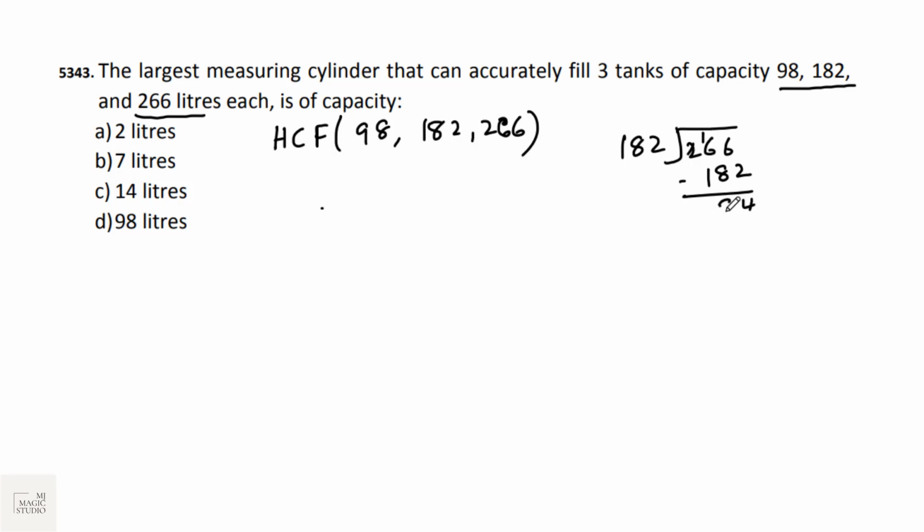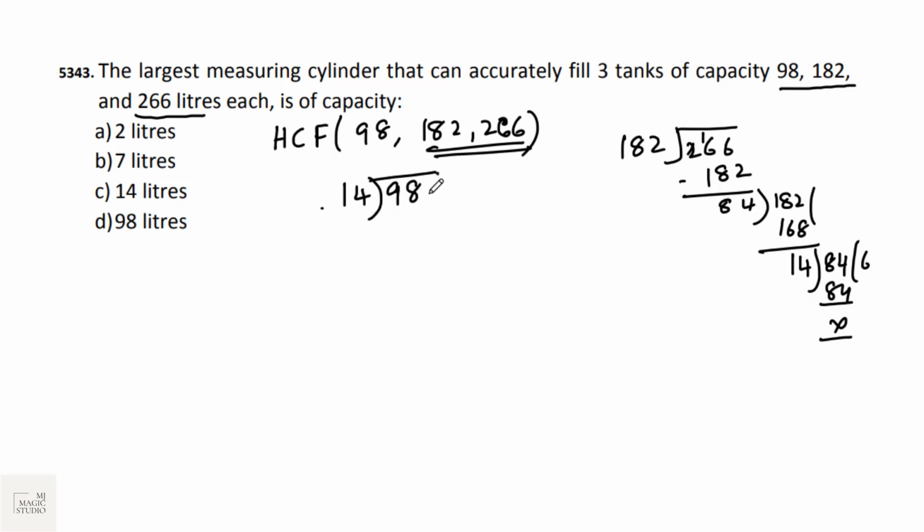266, 182. 182 will go 1 time, remainder 84. 182 by 84 will go 2 times, 168, remainder 14. Now 14, 84 will go 6 times. Correct? Okay. So that means 14 is the common divisor of 182 and 266, and 98 is divisible by 14 also, 7 times. Yes? That means the HCF of these 3 numbers is 14. The answer is 14 liters.